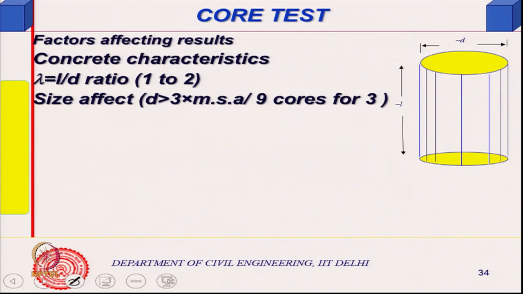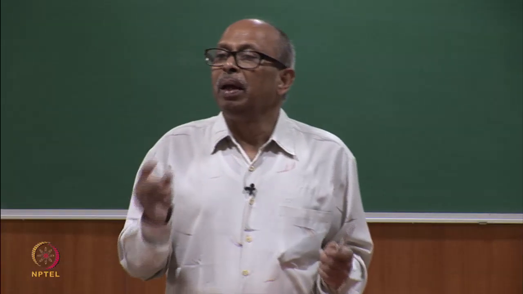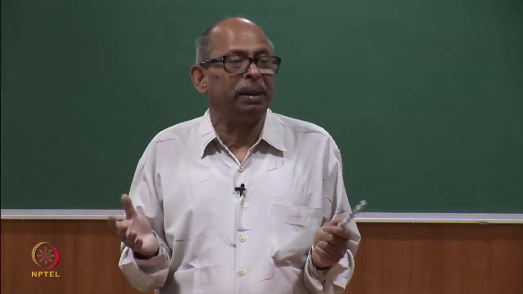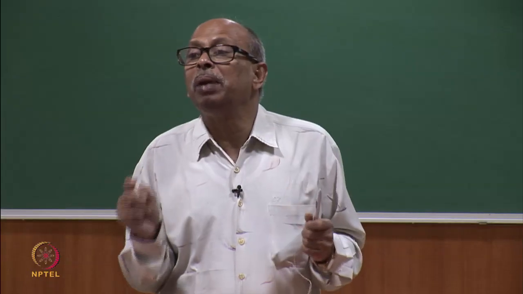Size effect, as I said: the minimum D should be 3 times the MSA, where MSA is the maximum size of aggregate. Supposing you are using 20 mm aggregate, the D should be greater than 60 mm. Then you are getting a representative concrete sample, with aggregates and mortar, everything inclusive. If you test smaller than that size, the variation will be large.